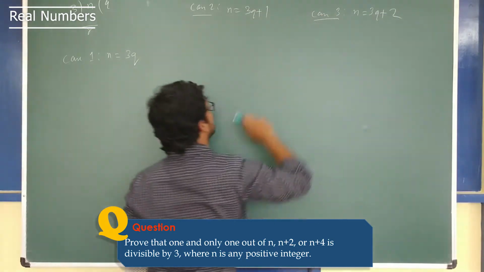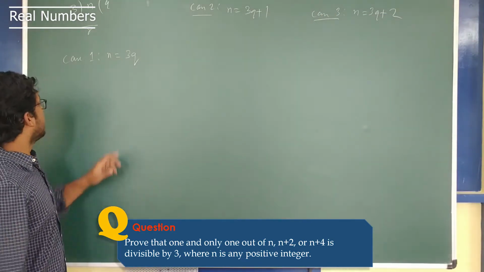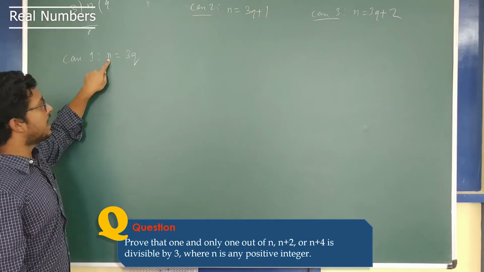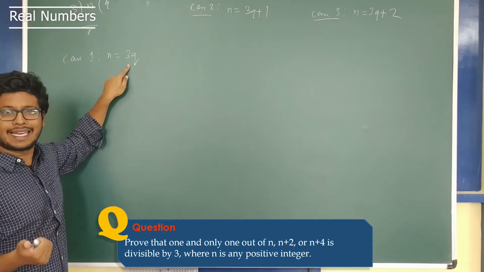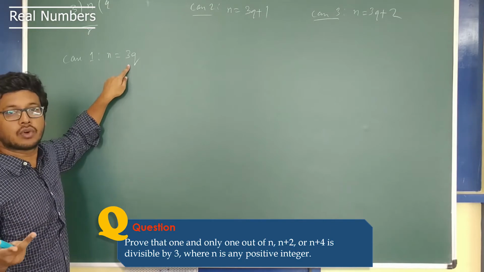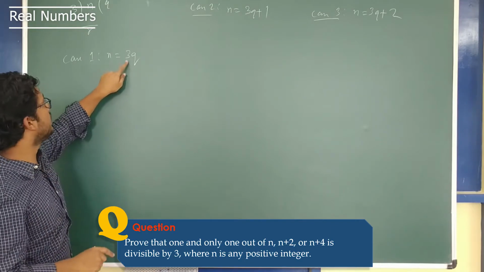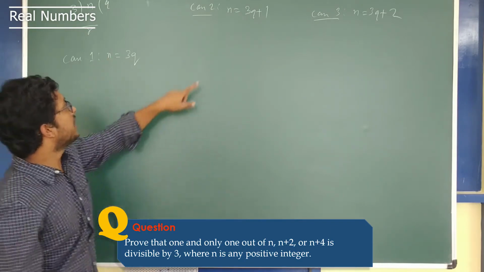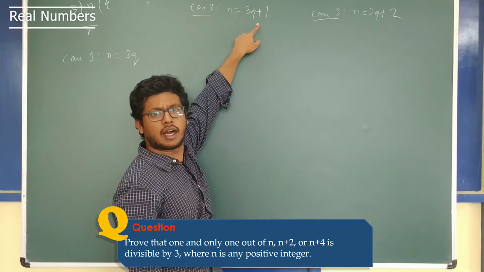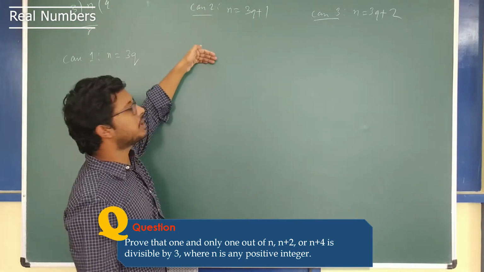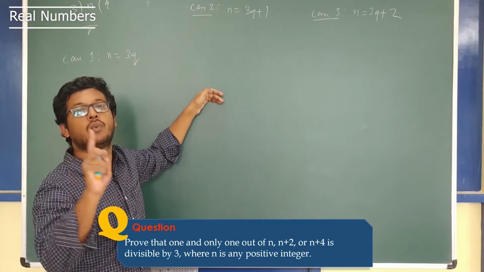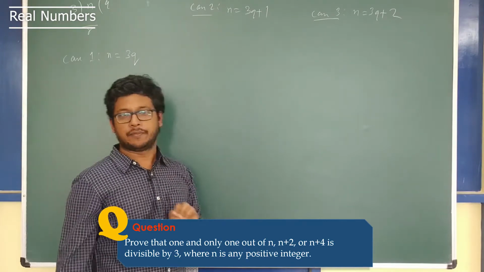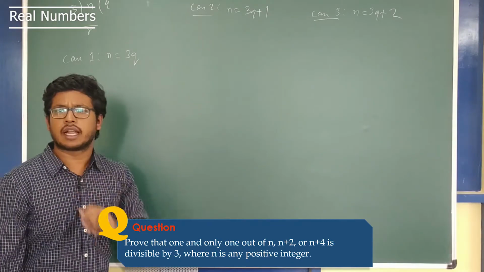So what we have to verify is, if I take n as 3q, among n, n plus 2 and n plus 4 we want only one of them to be divisible by 3. If I take n as 3q plus 1, again among n, n plus 2 and n plus 4 we want only one of them to be divisible by 3. Let's see as we solve, we will understand better.